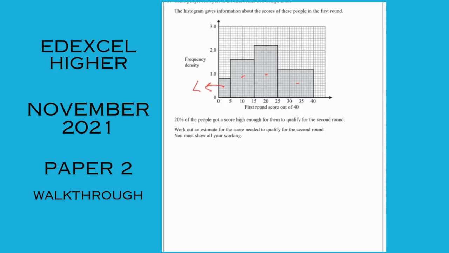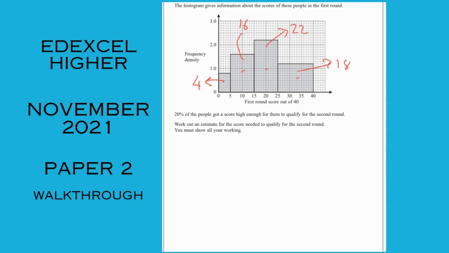It's got an area of 4. The second one, width of 10, height of 1.6, area of 16. Third rectangle, width of 10, height of 2.2, 22. Final one, width of 15, height of 1.2, area of 18, which means it says at the beginning, some people.